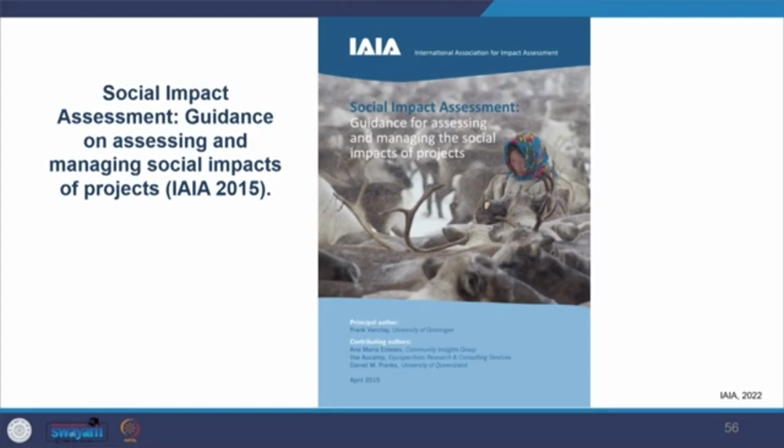So we see that there is the International Association for Impact Assessment, IAIA, which provides guidance on social impact assessment, assessing and managing social impacts of projects. So that guidance is available, and it comes up with certain key aspects. This guidance came out in 2015. It talks about social license to operate. So not just the legal license, but the social license to operate, the acceptability of a particular development project by the local community.